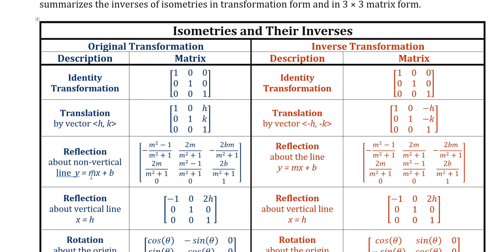A reflection about a non-vertical line, y = mx + b, we found had this somewhat complicated matrix here. Well, it's going to be its own inverse. A reflection about any line is its own inverse, so same matrix there. Same for a reflection about a vertical line. We found this matrix worked, and then the same inverse.